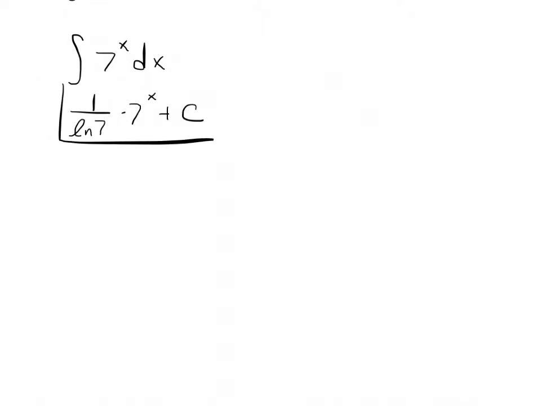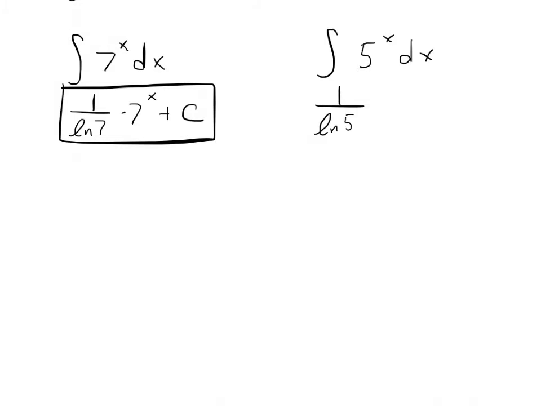Starting with fairly simple examples, what about the antiderivative of 7 to the x dx? Well, this should be 1 over the natural log of 7 times 7 to the x plus c. And that's it. If we had the integral of 5 to the x dx, well, because this is a constant raised to the x power, this will be 1 over ln 5 times 5 to the x plus c.